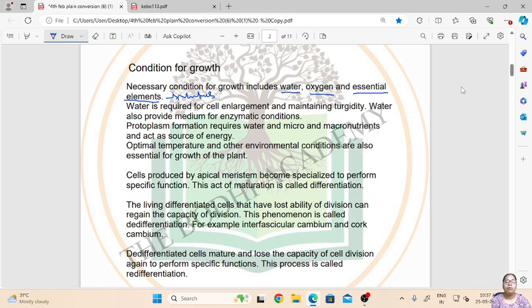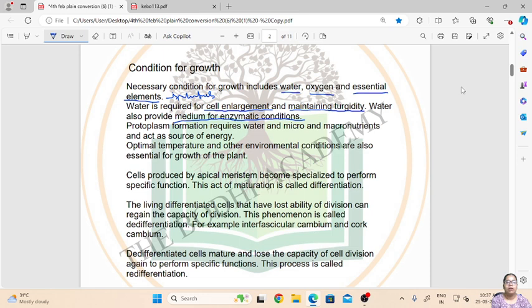So why water is required? So water is required for cell enlargement and maintaining the turgidity of the cell. Water also improves the medium for enzymatic condition. So water is important for the plant growth because it helps in cell enlargement, maintaining the turgidity, and also it serves as a medium for enzymatic conditions.